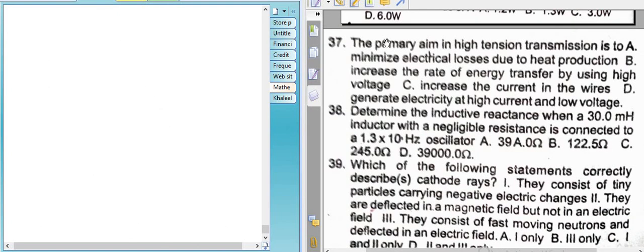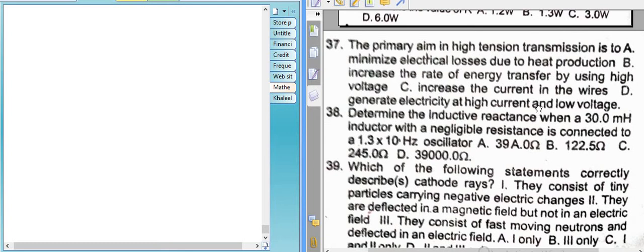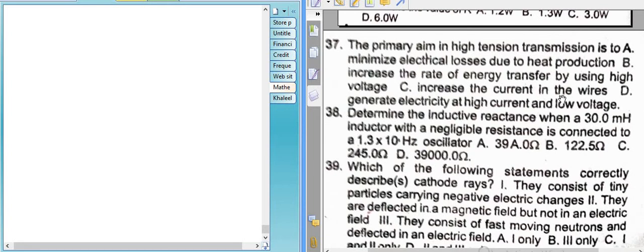Question 37. The primary aim in high tension transmission is to: A. Minimize electrical loss due to heat production. B. Increase the rate of energy transfer by using high voltage. C. Increase the current in the wire. The correct option is A, because the primary aim in high tension transmission is to minimize electrical loss due to heat production.